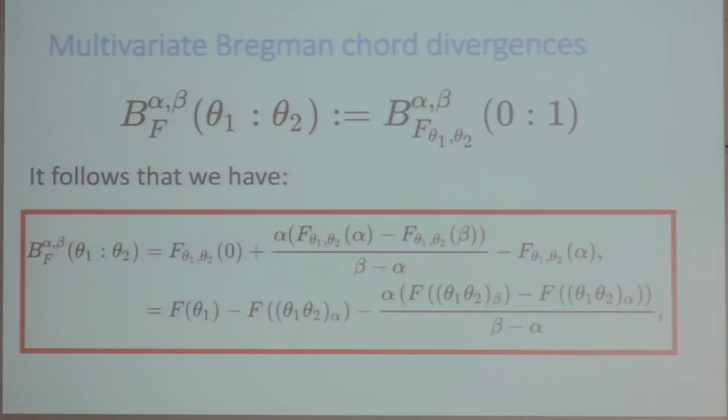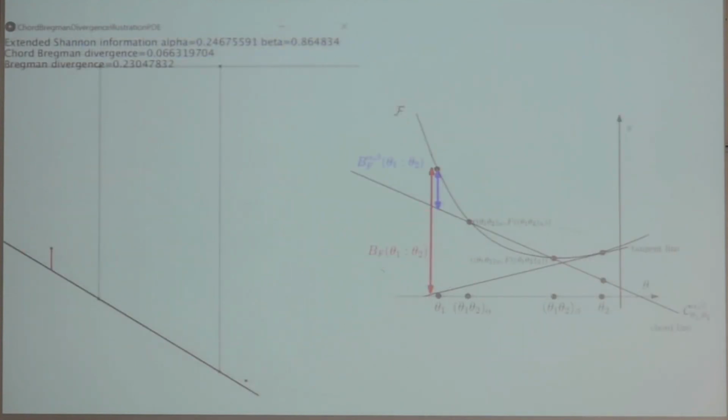So now you plug in again what we've seen before, and you find this equation here as the formula for the Bregman chord divergence in the general case. Okay, so this is the drawing, and we have some software that you can find from the home page where you can play and adjust alpha, beta, and it gives you some numbers here for various generators.